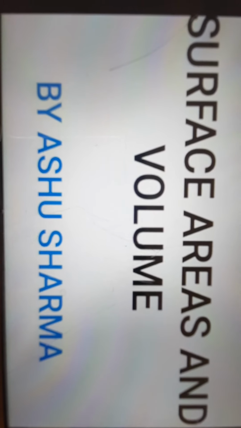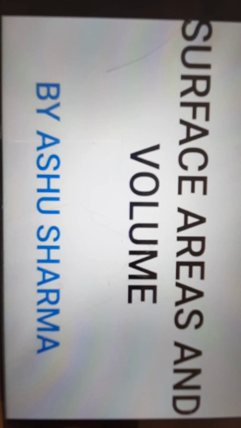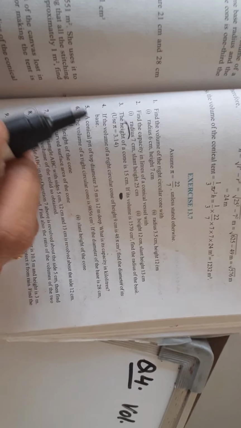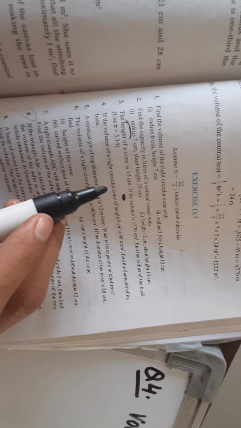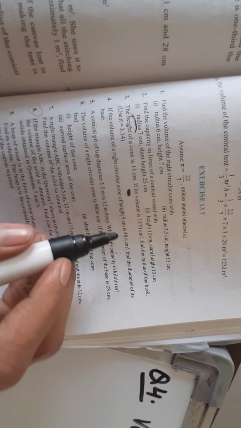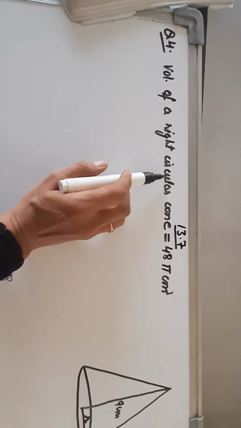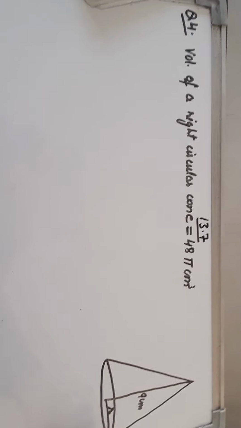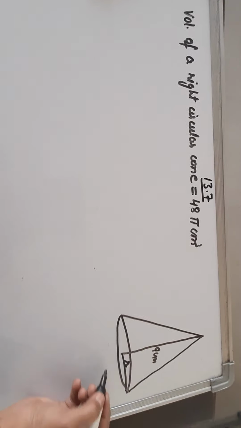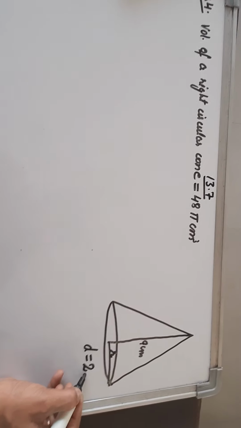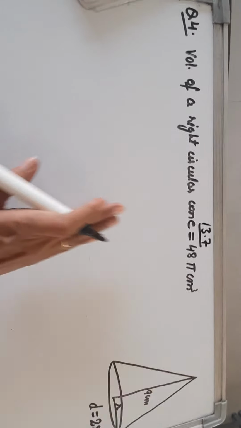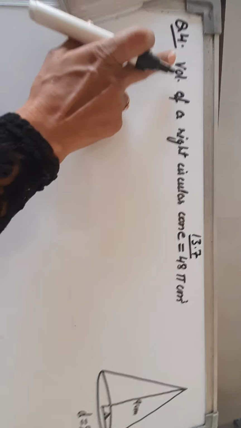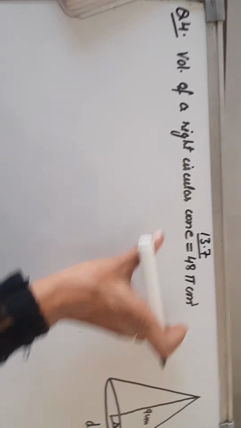So let's start with question number 4, exercise 13.7. Question number 4 is: if the volume of a right circular cone of height 9 cm is 48π cubic centimeter, find the diameter of its base. So the volume of the right circular cone is given to us and we need to find the radius, or the diameter, then only we'll get the radius. Diameter is equal to 2 times its radius. As I told you, always start the question from the given part. We have been given the volume of the cone, so let us start the question from there.